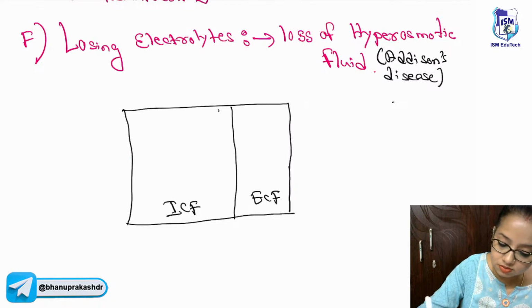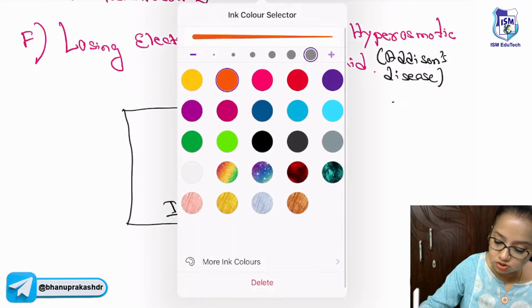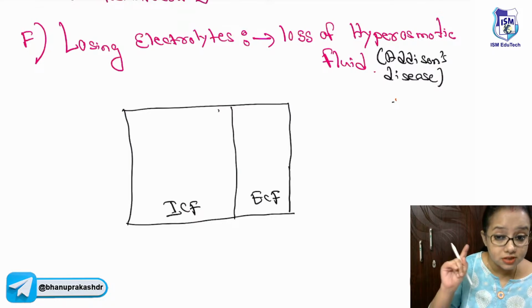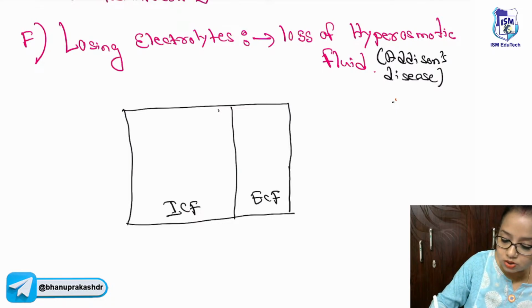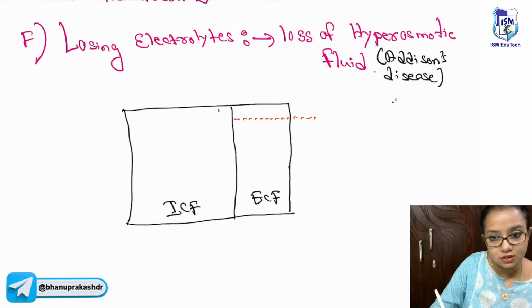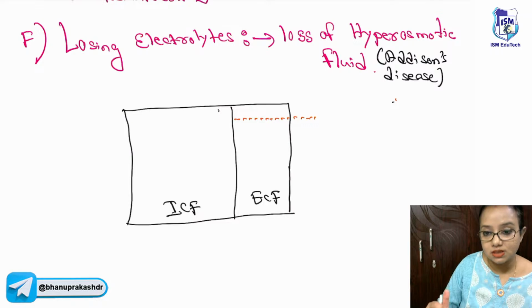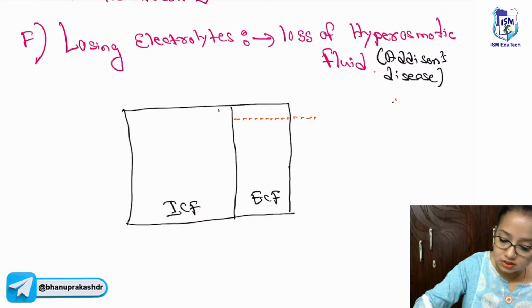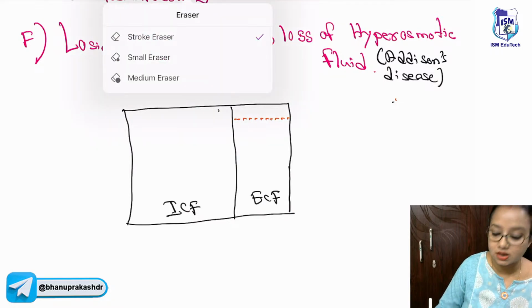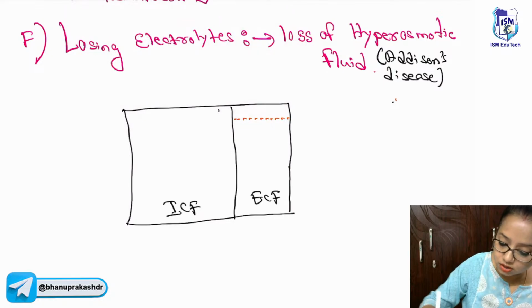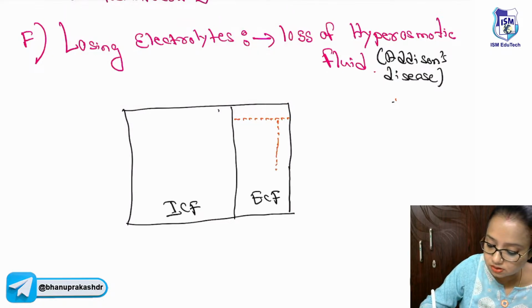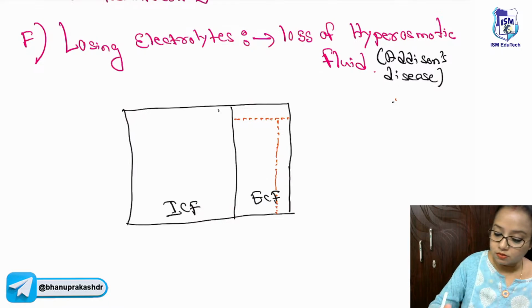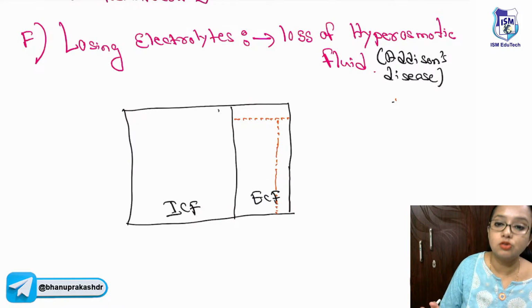When this excessive amount of electrolytes is lost through urine, what will happen? The first thing that will happen is the osmolarity of the ECF will go down. Right? Also there is loss of water along with this sodium and chloride, so the volume also decreases. The volume decreases, the osmolarity goes down.